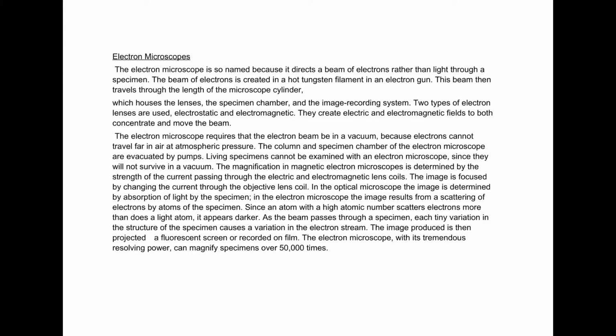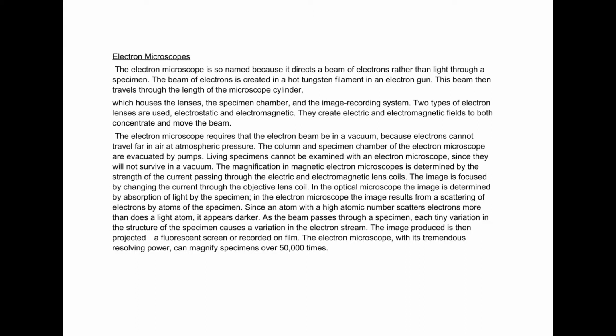The magnification in magnetic electron microscopes is determined by the strength of the current passing through the electromagnetic lens coils. The image is focused by changing the current through the objective lens coil.